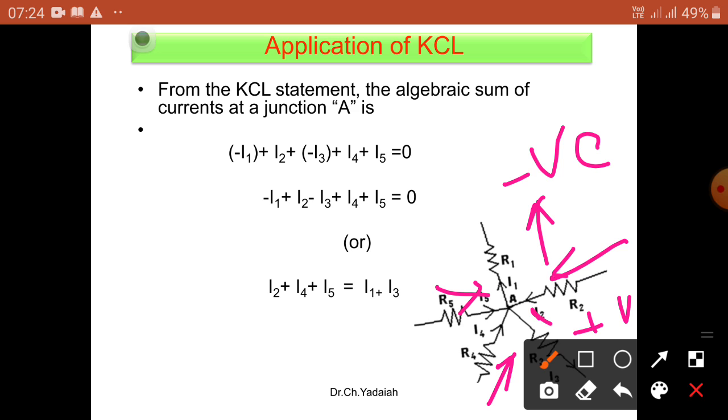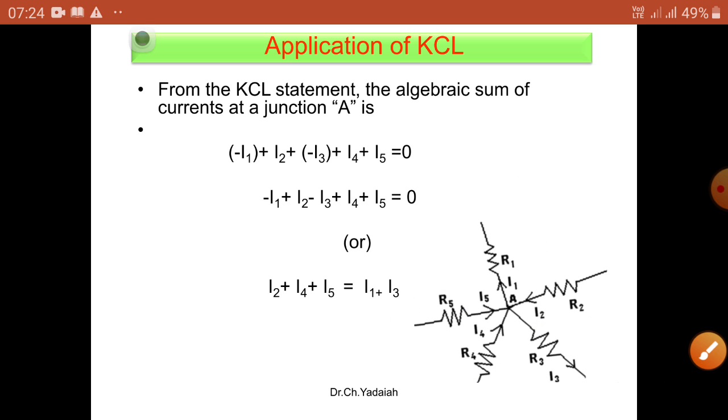I think this is leaving in this direction. Leaving is a negative, taking is a positive. This is a positive, okay, this is a negative. So based on this, we are going to calculate minus I1 plus I2 minus I3 plus I4 plus I5 equal to 0. The algebraic sum of currents at a meeting junction is equal to 0.